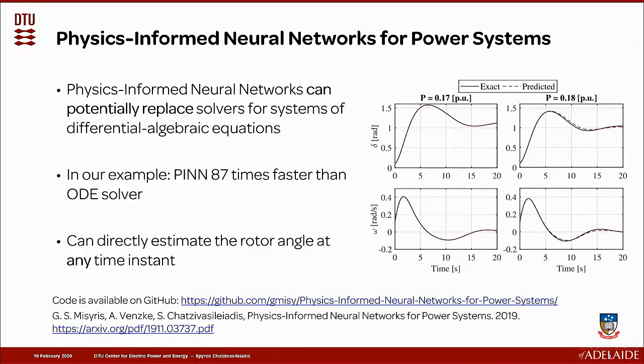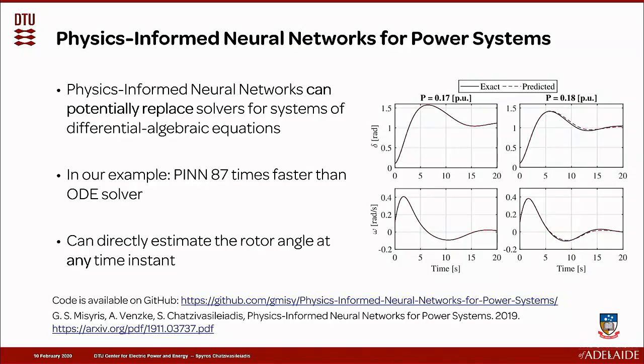Okay? And the reason for that is the following: when I use a solver, I have to integrate from time equals 0 up to the time for which I really want to estimate the angle. So for time equal to 10 seconds, I have to perform the integration in order to reach this point. With a neural network, I can directly enter, so what is delta at time equal 10? It's going to give me the output. There's no need to integrate over the whole period.